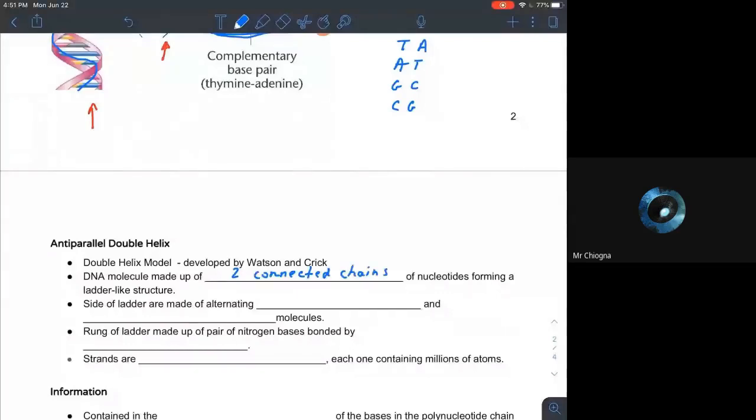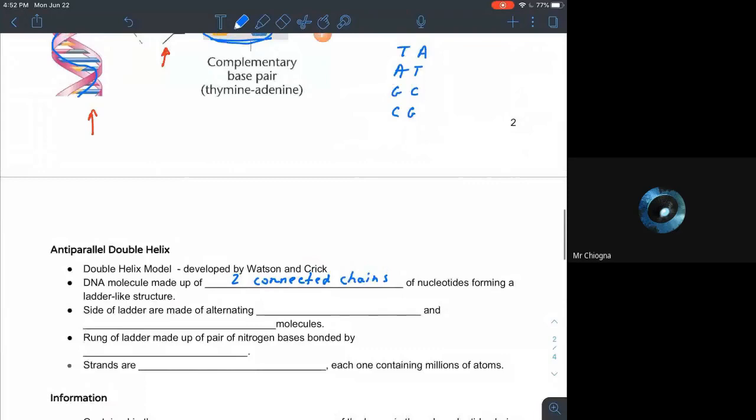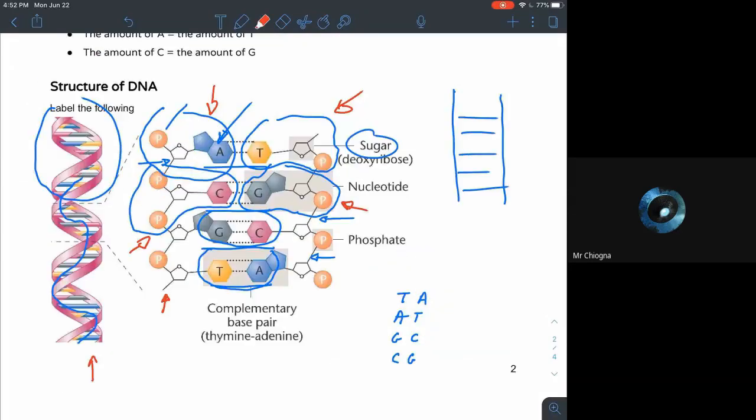Of nucleotides, forming a ladder-like structure. So two connected chains. This is one chain. I mean, it'd be a lot longer than this, but that's the right side. That's one chain. That's another chain. These would be a lot longer.